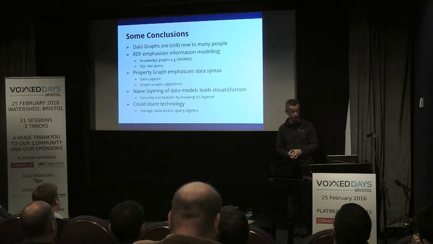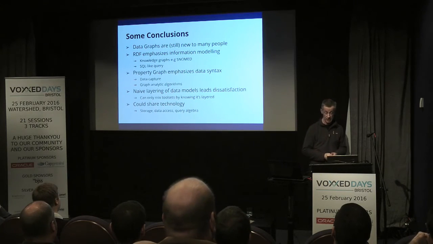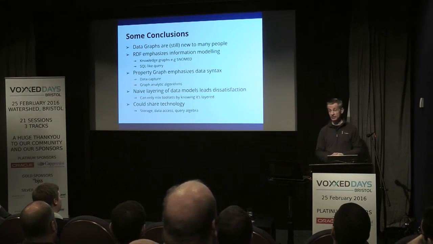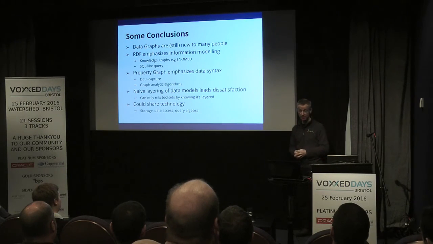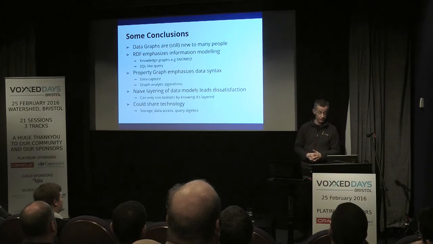There's practical problems. So they could share technology, storage, data access, query system technology, and now optimizers, which are things that take a long time to develop. The two communities can share those, if just share knowledge, let alone share code.